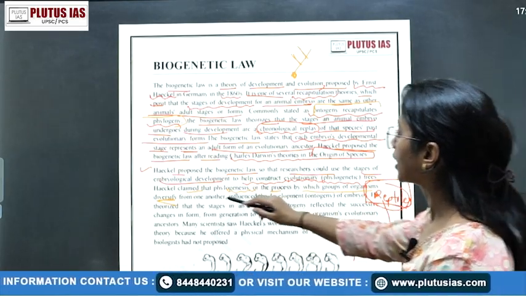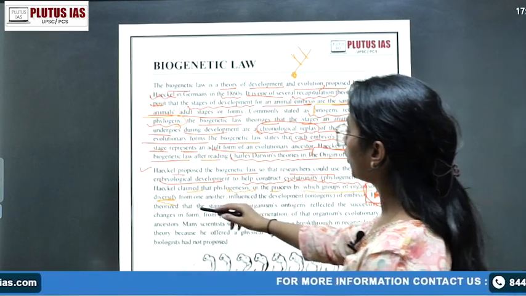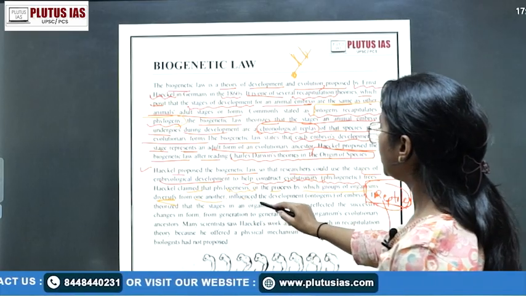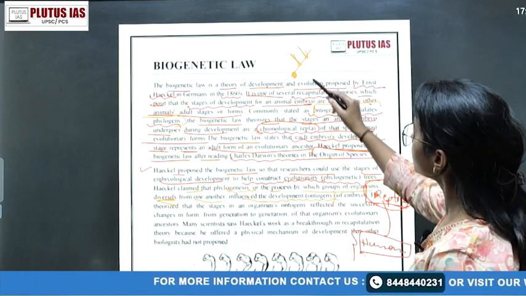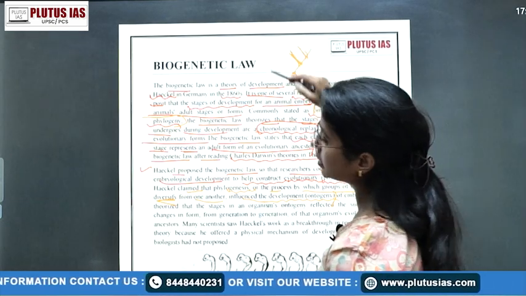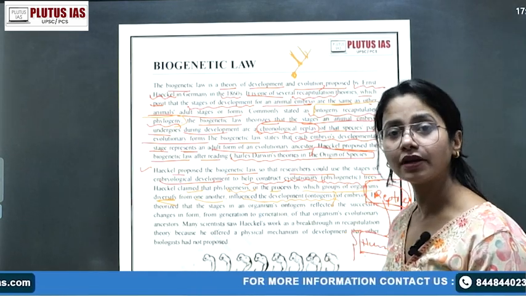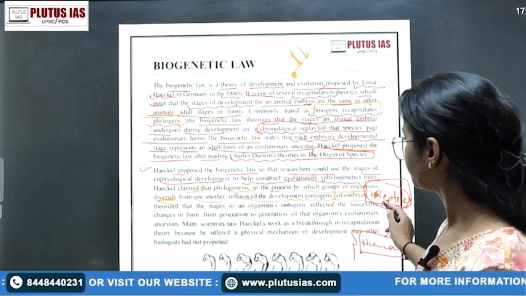Okay, so Haeckel also claimed that phylogenesis, the process by which the groups of organisms diversify from one another, influenced the development of the ontogeny. So this is your law. There's a point where these new species are diversifying, and that actually influences the development of the ontogeny, that means the individual embryo.